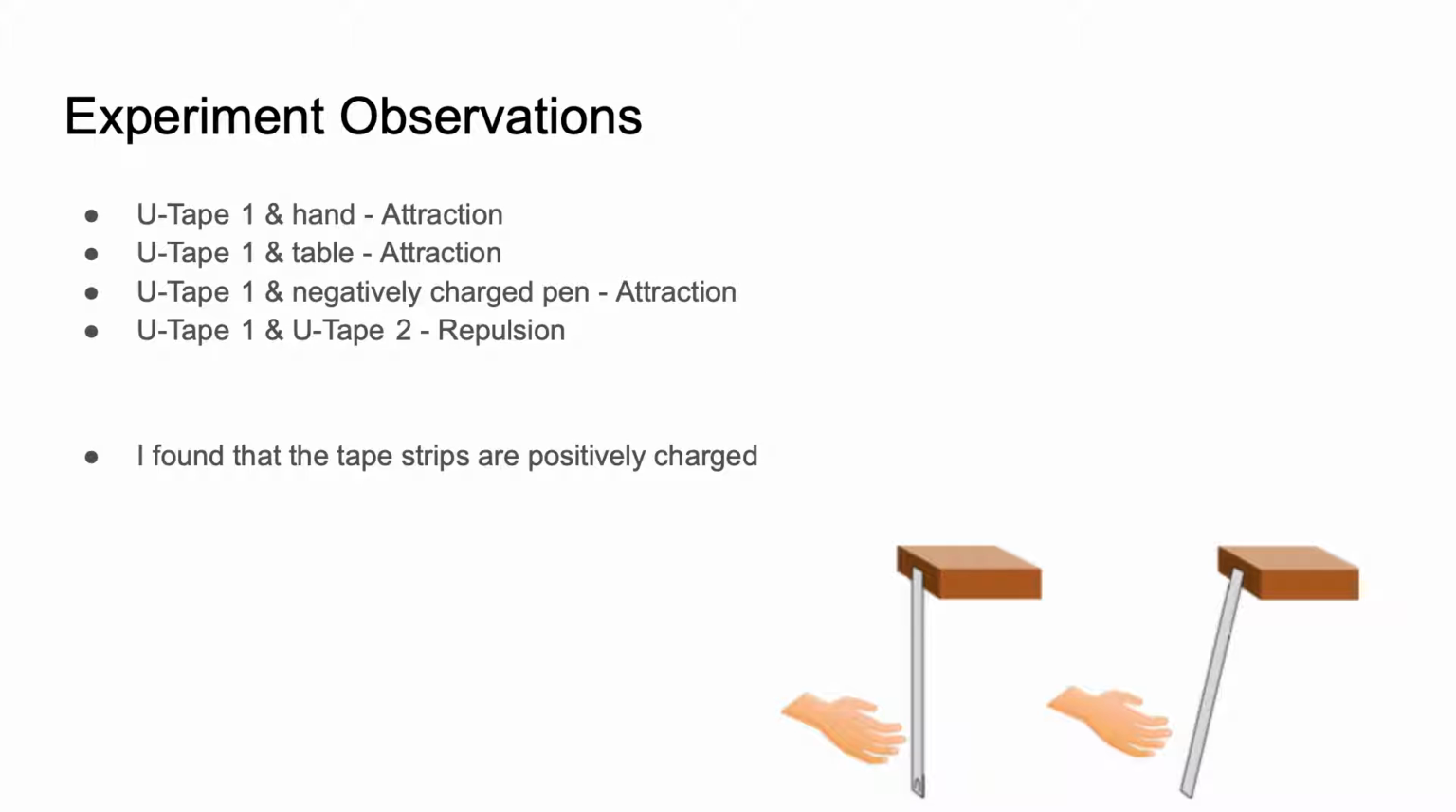In the first experiment, we saw that the U-tape 1 and the hands were attracted to each other, that the U-tape 1 and the table were attracted to each other. The U-tape 1 and the negatively charged pin were also attracted to each other, but the U-tape 1 and the U-tape 2 were repelling against each other. We found that the tape strips were positively charged.